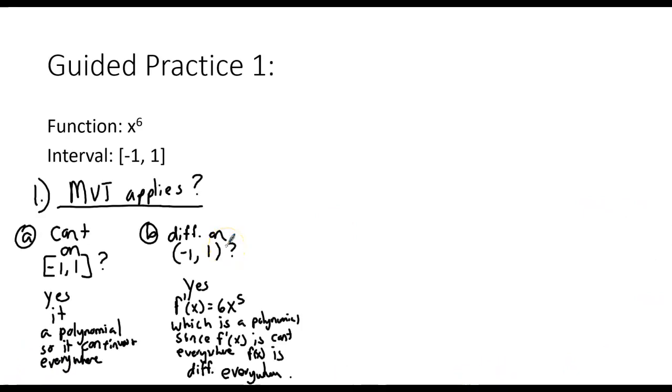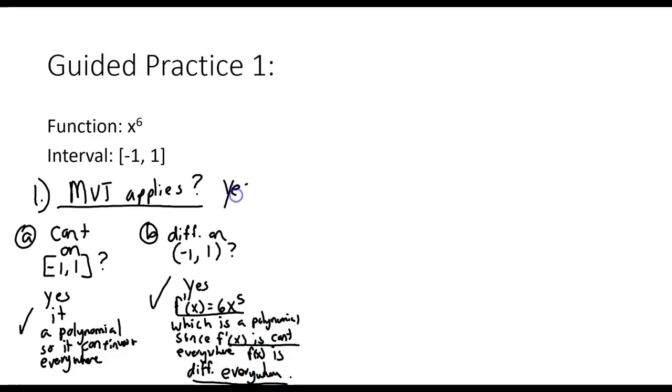Okay, so does the MVT apply? Well, we've got to see, is it continuous on negative 1, 1? Yes, once again, it's a polynomial, so it's continuous everywhere. Is it differentiable on the open interval negative 1, 1? Once again, the answer is yes, because the derivative is also a polynomial. And if the derivative is continuous everywhere, that means the function is differentiable everywhere. So does the MVT apply?